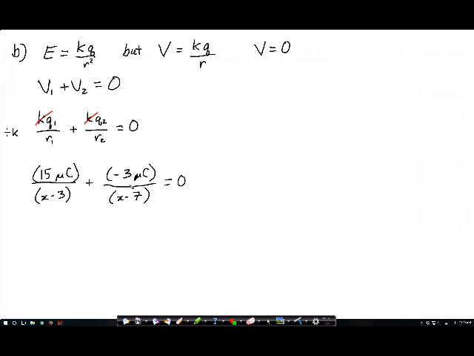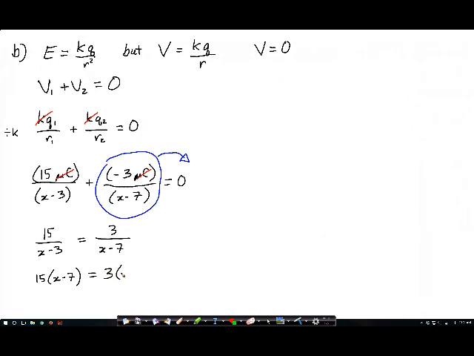Now, the next thing I could do would be to cross off the microcoulombs again, because that's going to factor out. But I could take this whole term and move it to the other side of the equation, which would give me 15 over x minus 3 is equal to, and then I have to add that 3 over x minus 7. Then I can cross multiply, bring this over here. So 15x minus 7 times 15, 105.